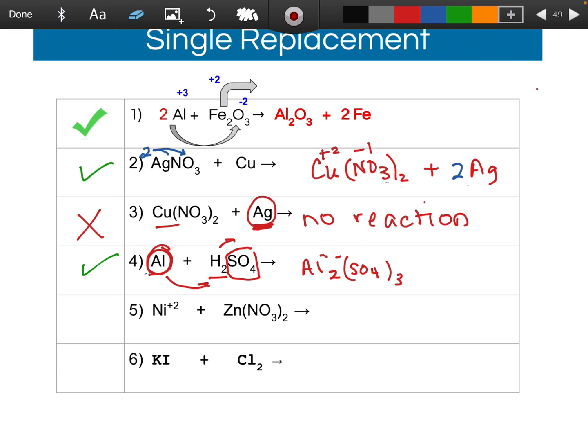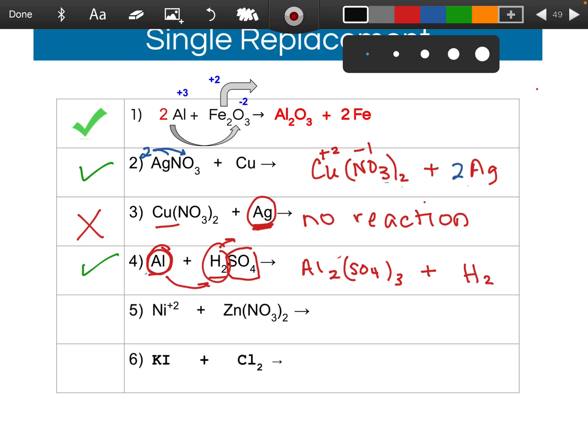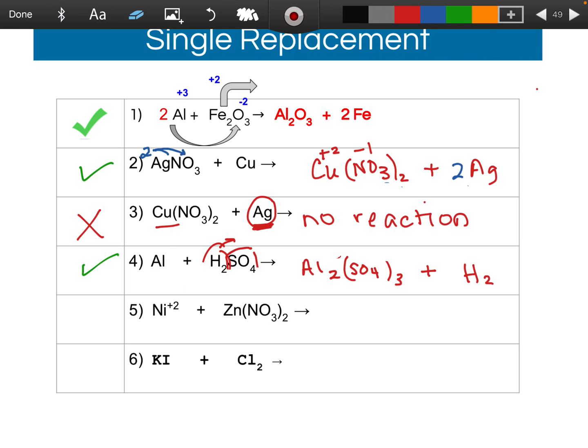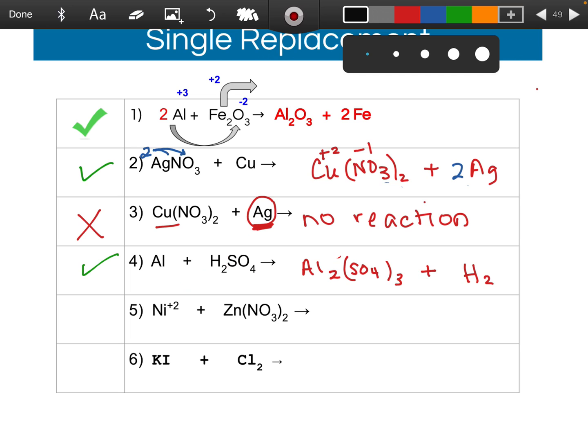I'm going to erase these charges real quick. All right, and then hydrogen now gets kicked off by itself. So this would be our skeleton reaction, and now we would have to go back and balance the number of atoms on each side of the arrow. On the reactant side, we have 1 aluminum. On the product side, we have 2 aluminums. So we're going to put a 2 here in front of aluminum.